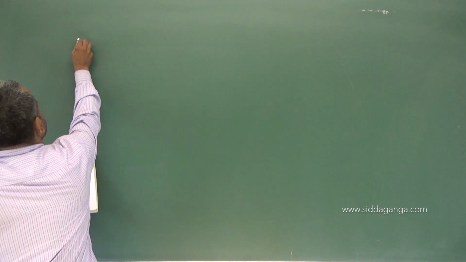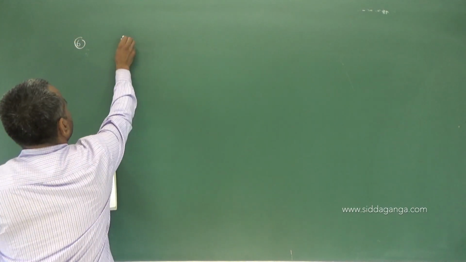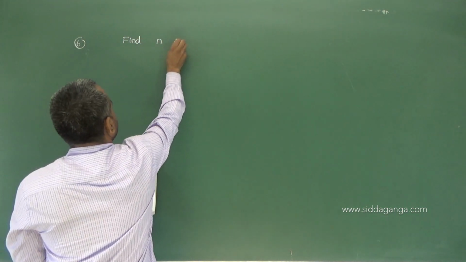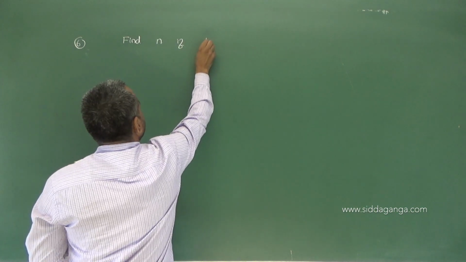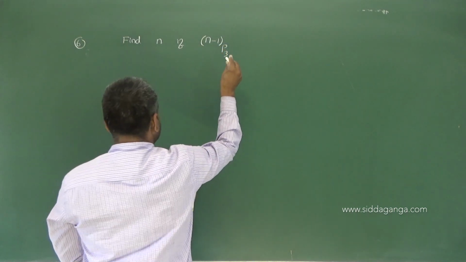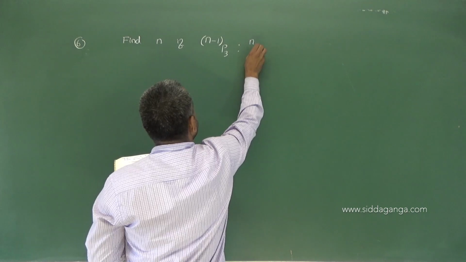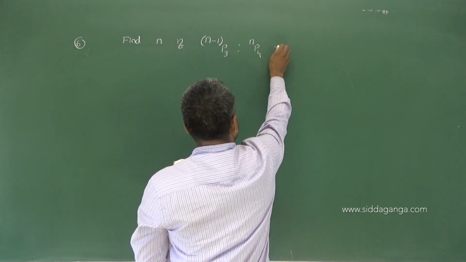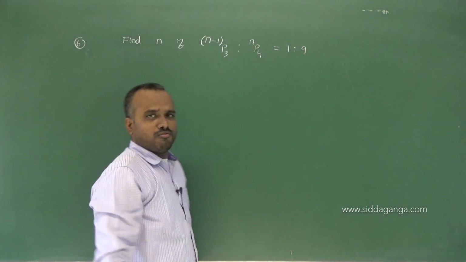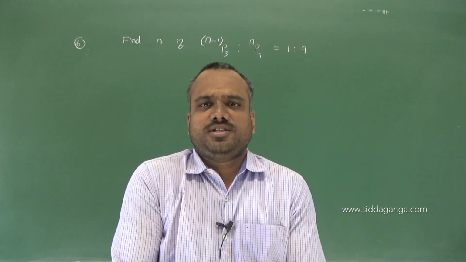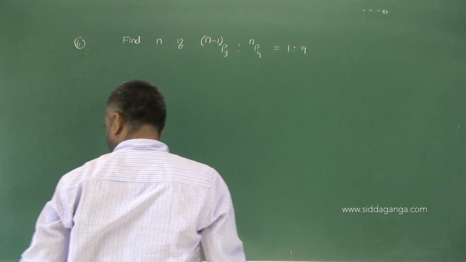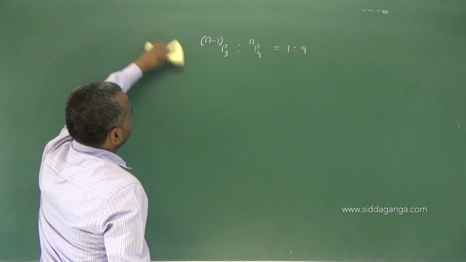Sixth question. Find n if (n minus 1)P3 : nP4 = 1 : 9. Very interesting question. Find the value of n. (n minus 1)P3 is to nP4 is equal to 1 is to 9.